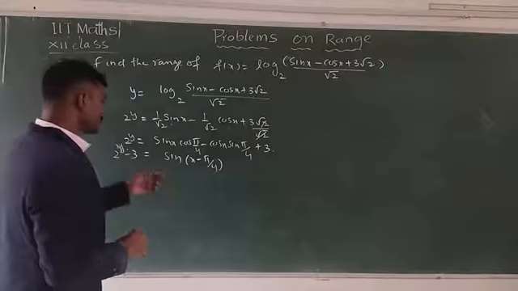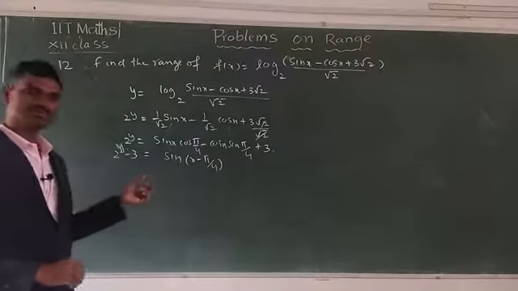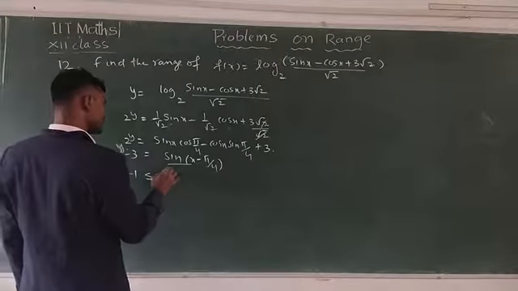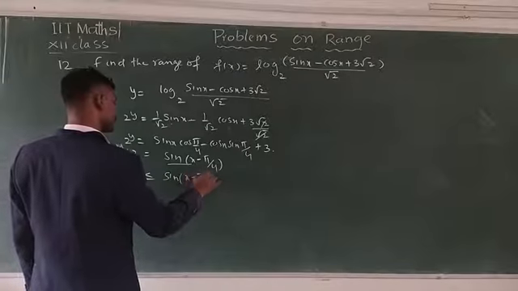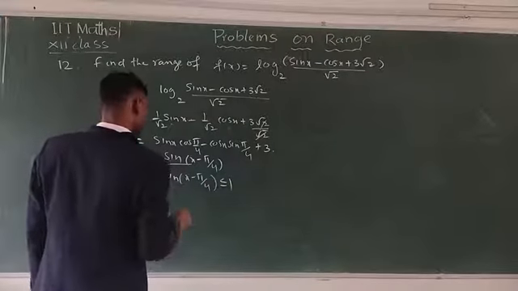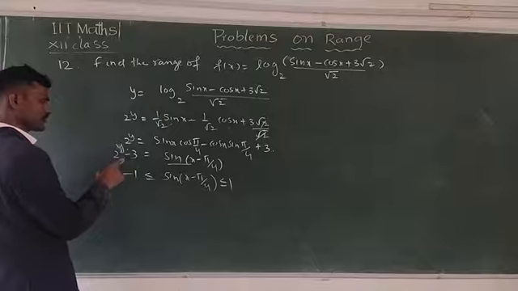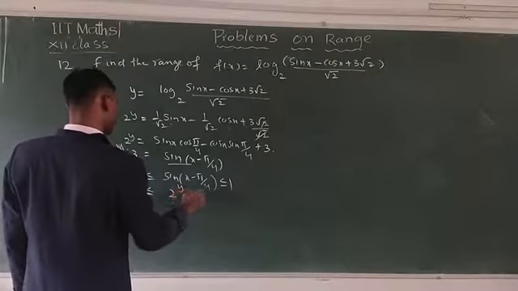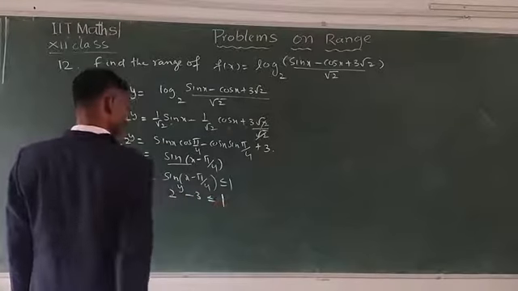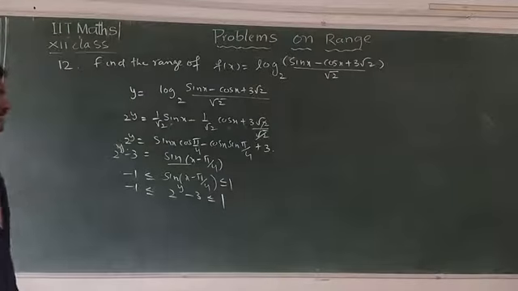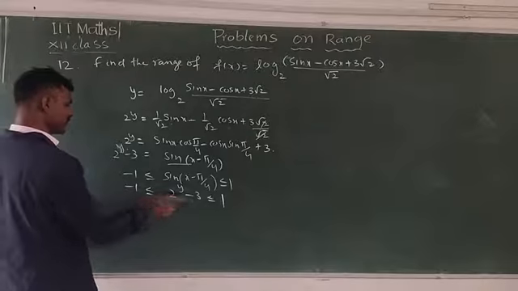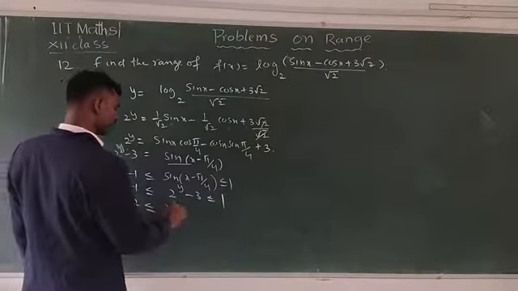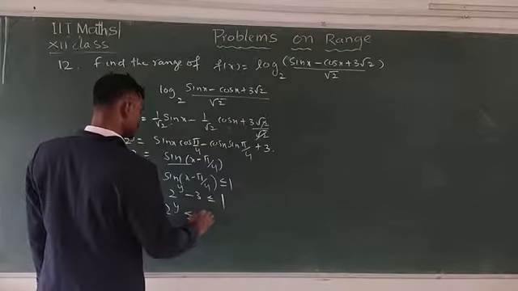Now sin x has a range of -1 to 1. So sin(x - π/4) = 2^y - 3, meaning -1 ≤ 2^y - 3 ≤ 1. Now add 3 to the whole inequality: 3 + (-1) = 2 ≤ 2^y ≤ 3 + 1 = 4.